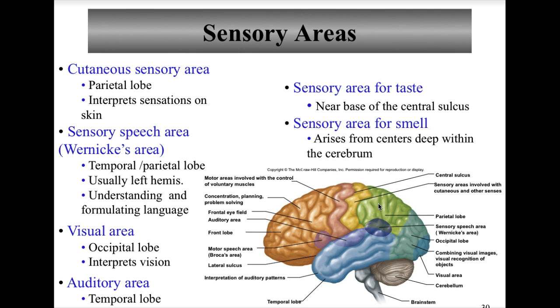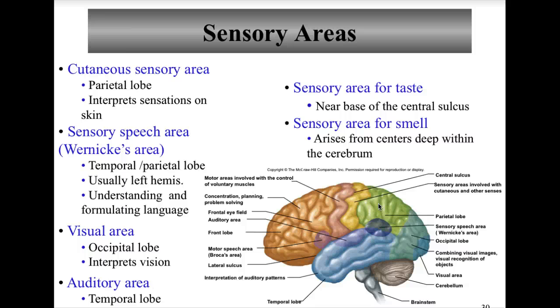So you have the primary somatosensory cortex, and the primary somatosensory cortex is going to receive information from general receptors, and that would be temperature, touch, pressure, and pain. And it is located in the postcentral gyrus of the parietal cortex. Then you have the visual area, or the visual cortex, and that is going to receive incoming information from photoreceptors in the retina of the eye, and that's going to be located in the occipital cortex.